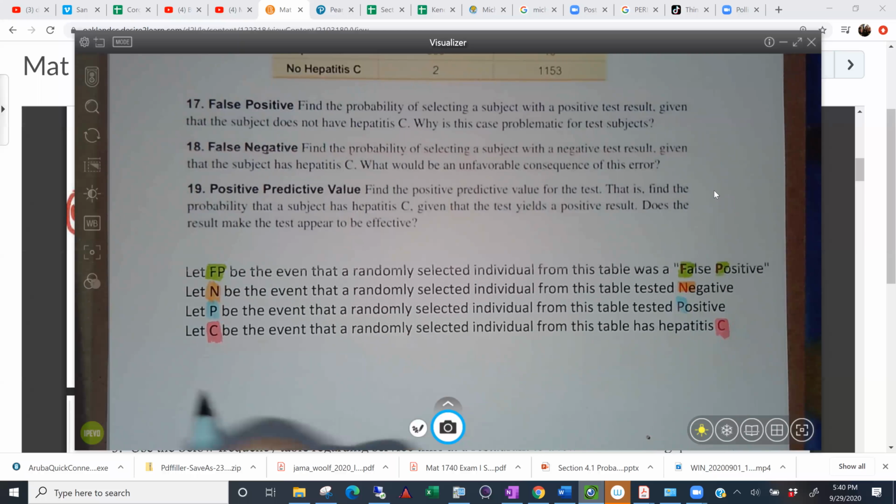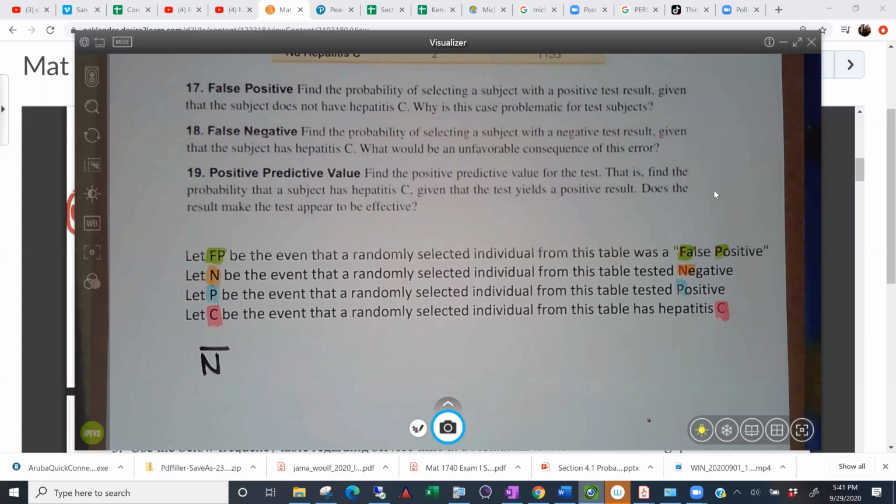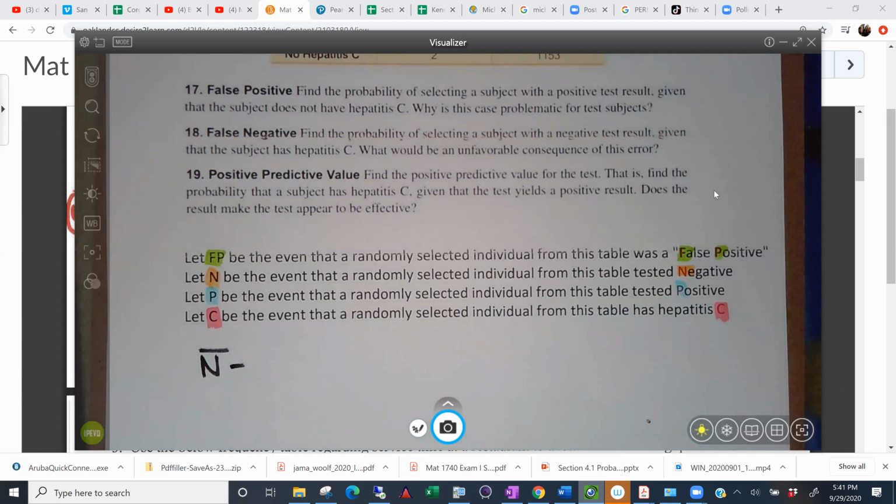Now, one of the things I want to go over a little bit more with you is some notation. And some of the notation I can use would look like this, N bar. Now, on the exam, some people got a little bit confused, understandably so, that meant the average of something somehow. It's not. This is set notation. It's referring back to event N, but it doesn't mean that we're randomly selecting somebody who tested negative. It's the complement of that event.